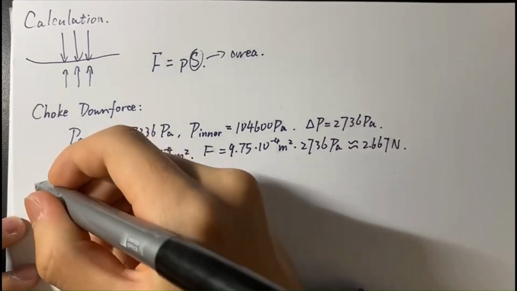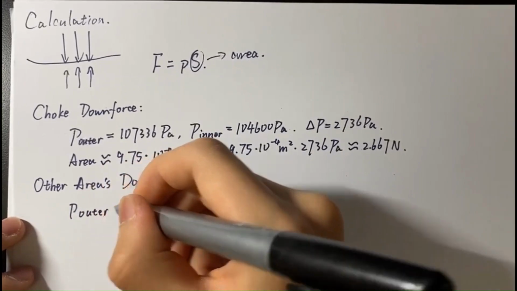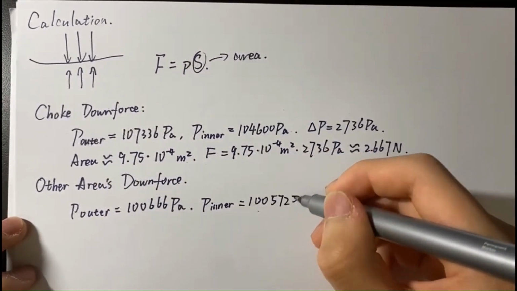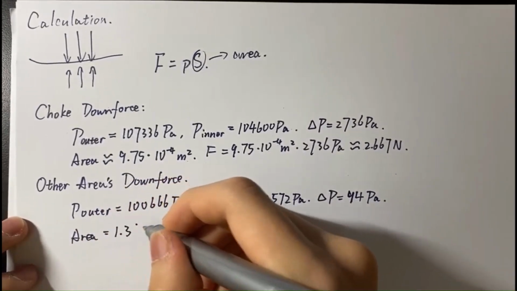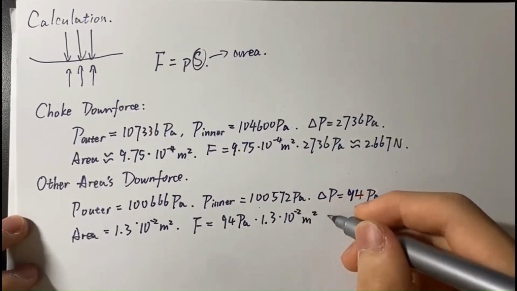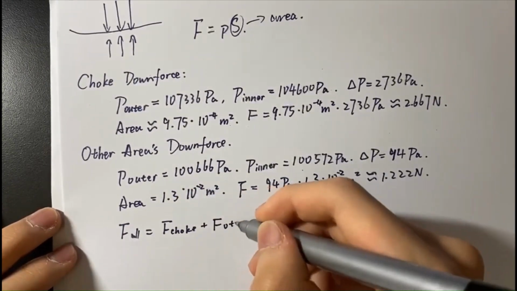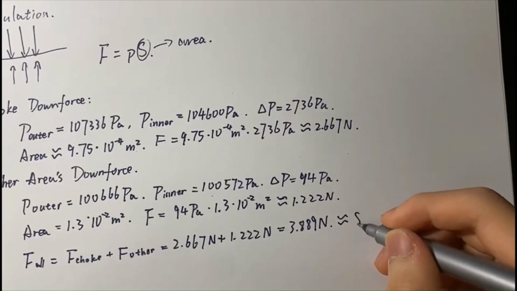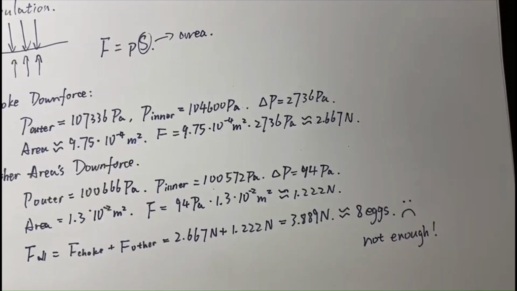Next, the airflow conditions in other places of the tunnel are similar. And to clarify, the calculation is only for approximation. So basically, the pressure difference in the other places in the tunnel can all be rounded to 94 pascals. After multiplying the two data, we got a net force of 1.222 newtons. Therefore, the downforce of the entire tunnel is approximately 3.889 newtons, which is around the weight of 8 eggs. That is not the sufficient downforce we want.